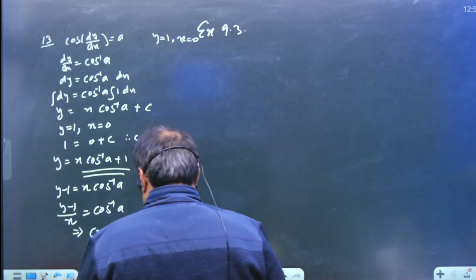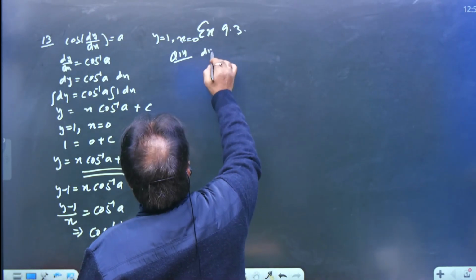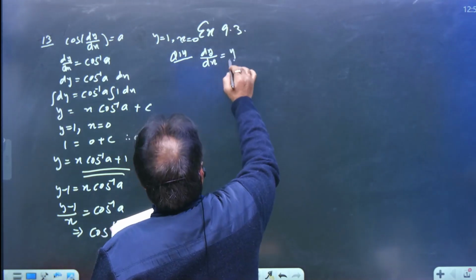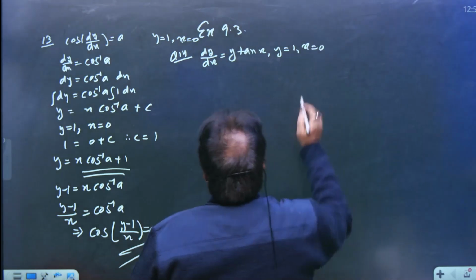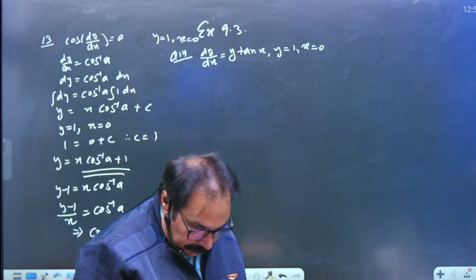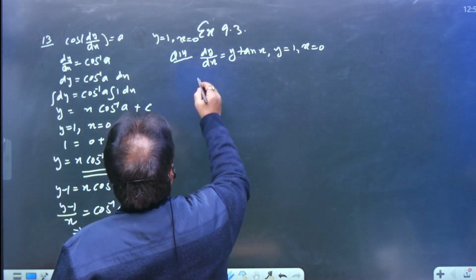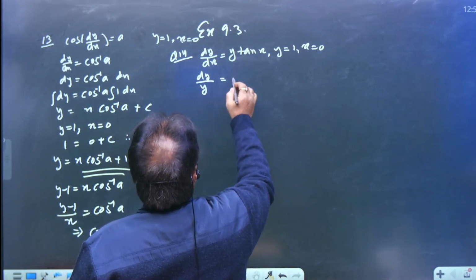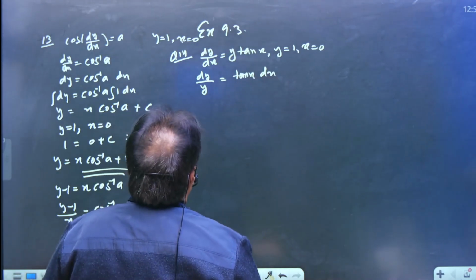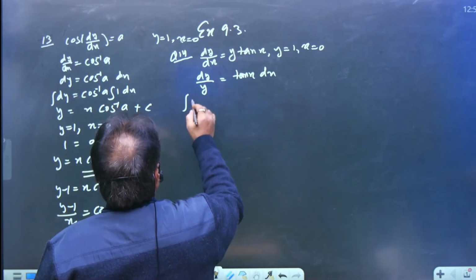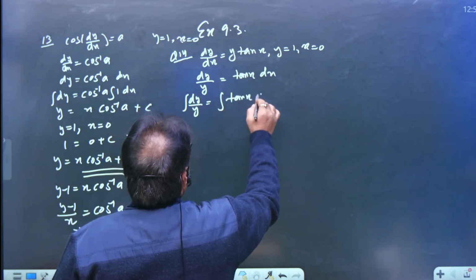Now the next question is question number 14, and the 14th question is dy by dx is equal to y tan x, when y is equal to 1 and x is equal to 0. Okay. So apply the variable separable. So it will be dy upon y is equal to tan x dx, variable separable applied. And now integrating on both the sides. So integration of dy upon y is equal to integration of tan x dx.